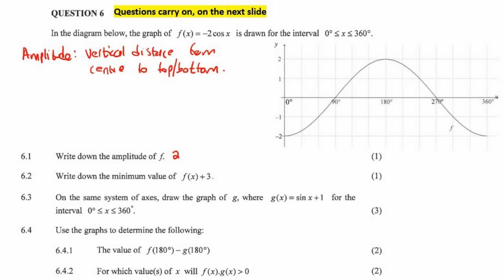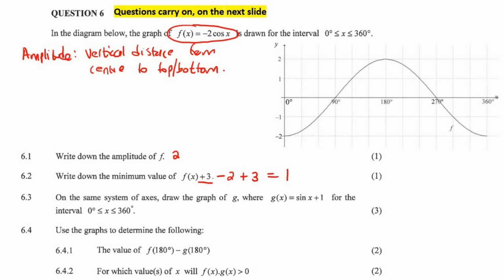Next question, write down the minimum value of f of x, which is this graph over here. Okay, so let's write down the minimum of that one. The minimum is the lowest point, so that would be minus 2, right? Now, so it's minus 2. Then you add 3. So we're going to add 3 to that. So it's minus 2, but then we must add 3, and so that would be 1.